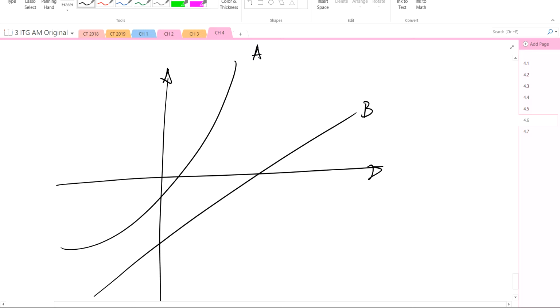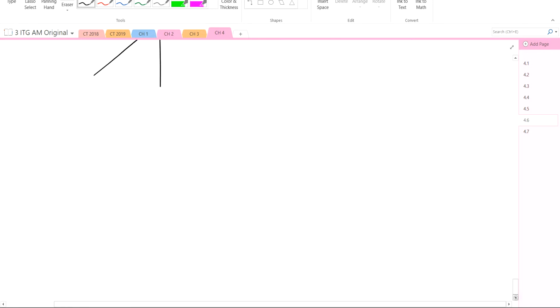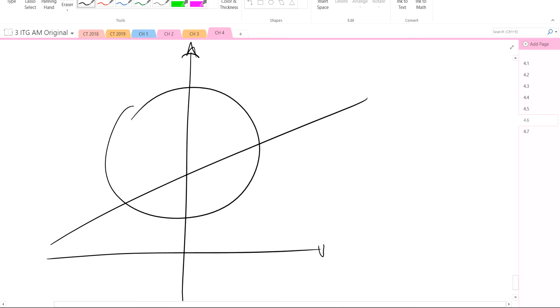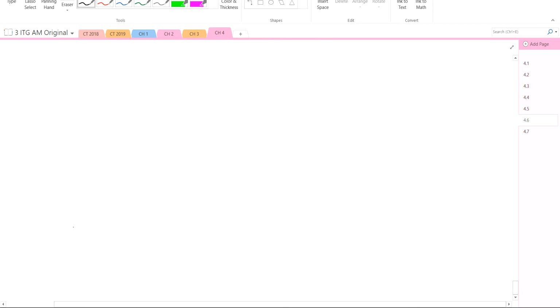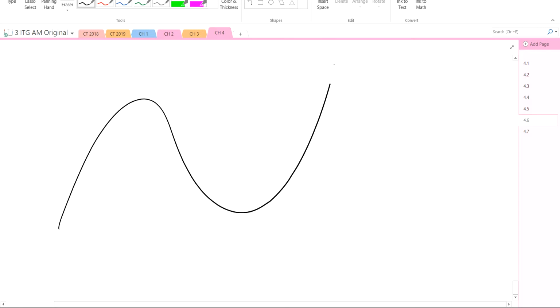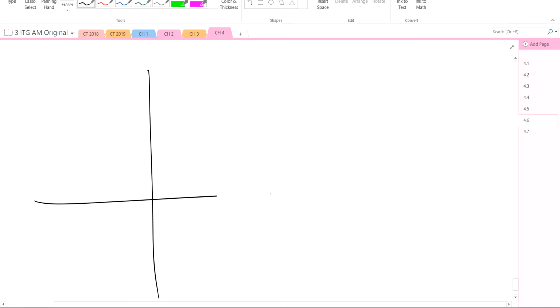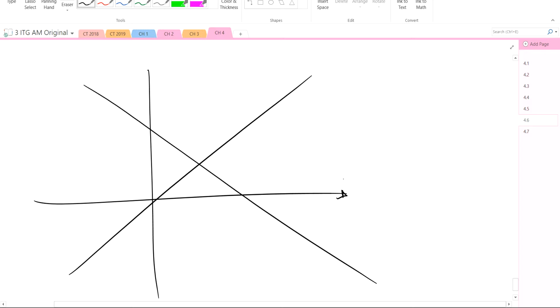Graph A and graph B, how many solutions? Good. Graph A and B, how many solutions? Easy, right? Last time when you learned your simultaneous equations, all straight lines only. How many solutions? Yeah, 1 only.